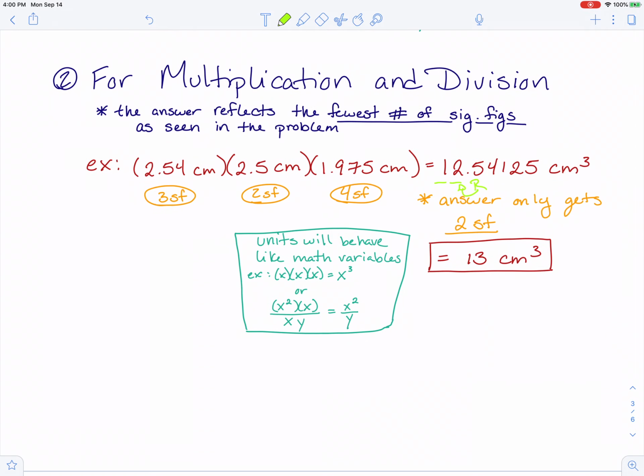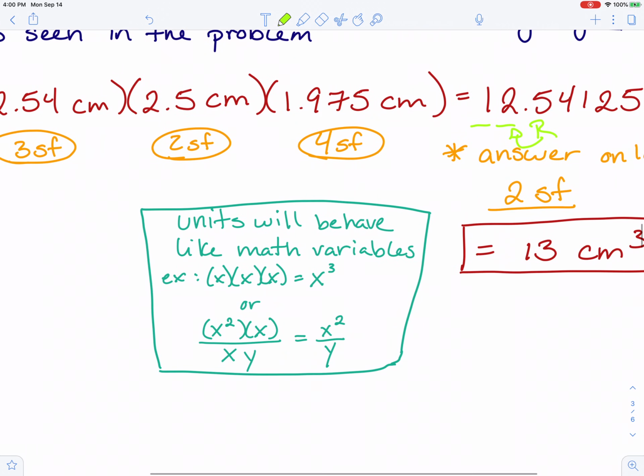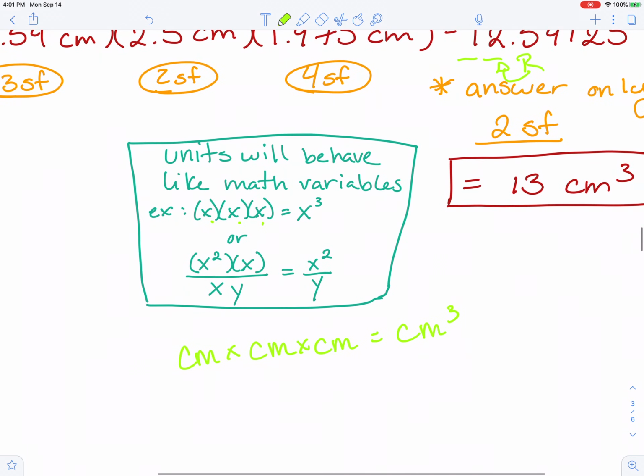Why centimeters cubed, you asked? Oh, what an excellent question. I've said this before, but just so that you have it down in your notes, units will behave like math variables. So if you have x times x times x, that's x cubed. That means that if you have centimeters times centimeters times centimeters, that's going to be centimeters cubed. If you have x squared times x over xy, then it's going to end up being x squared over y.